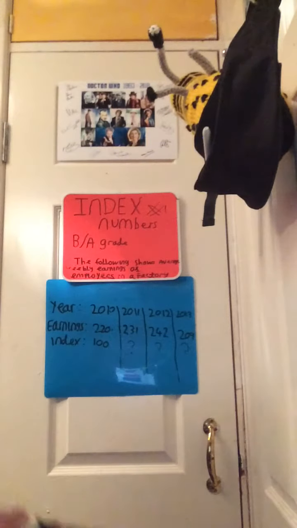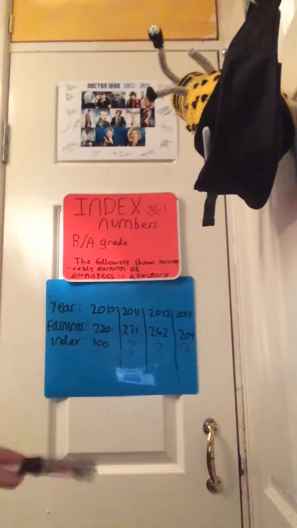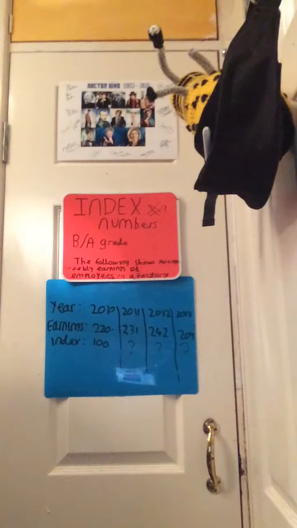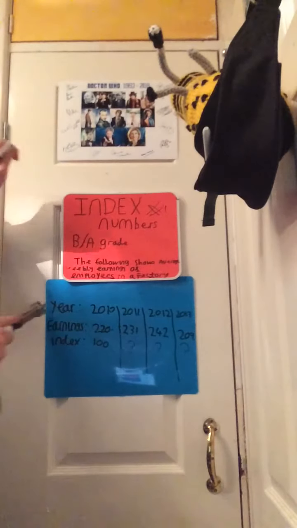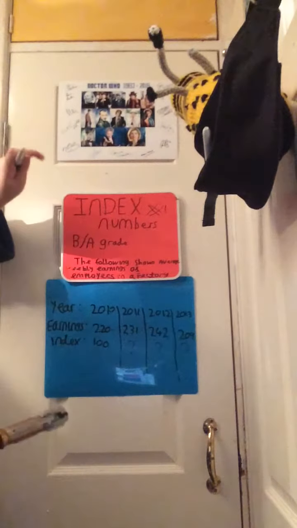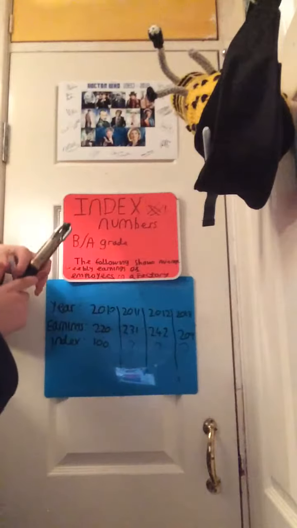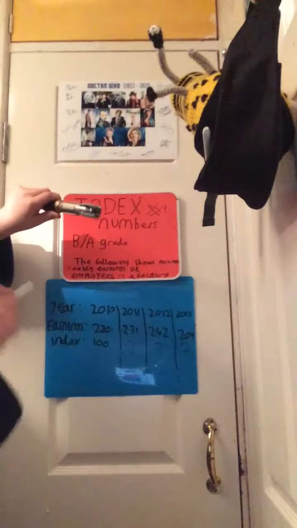So index numbers are a B or a B to A grade topic, right? Now, you see this table here? It shows the average weekly earnings of employees in a factory. As we can see, we have the years 2010 to 2013, and we have the earnings. Now, I should mention that this is in pounds, okay?